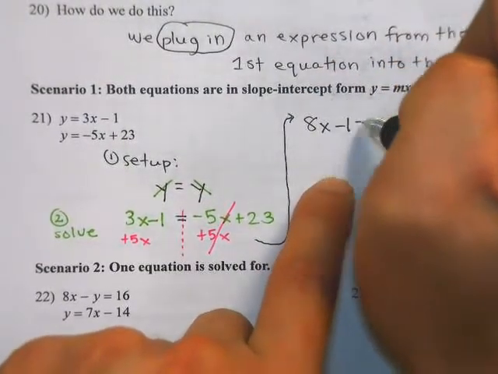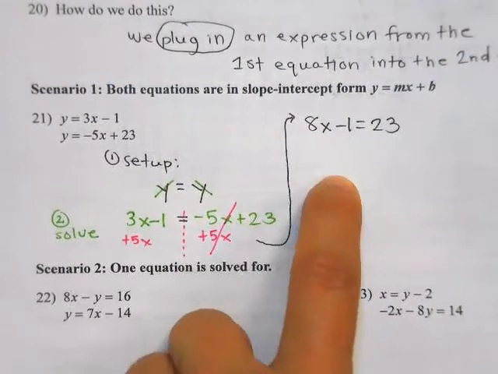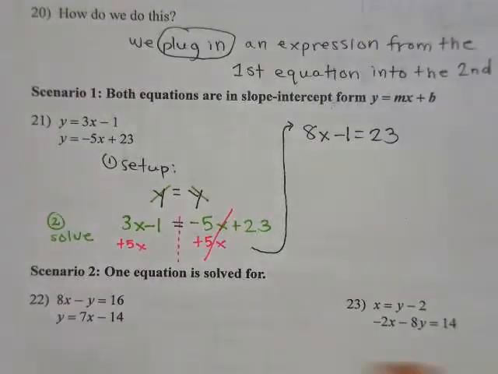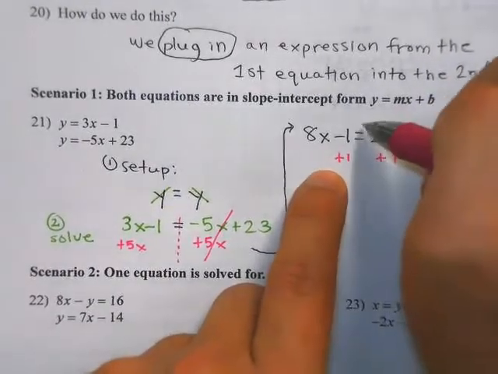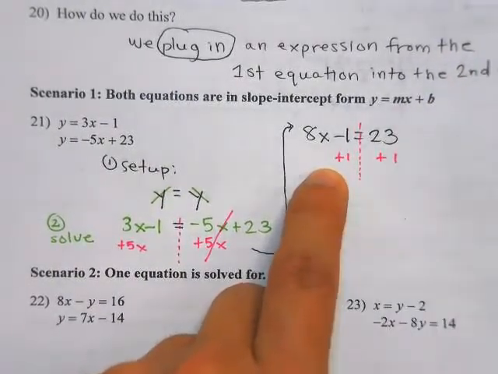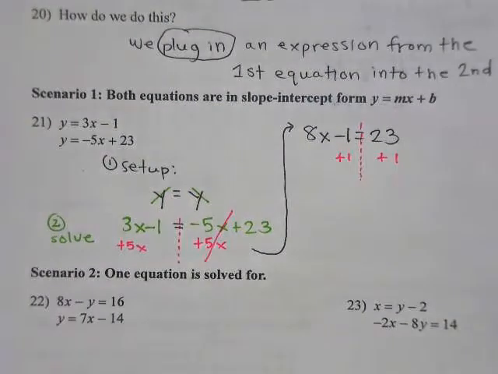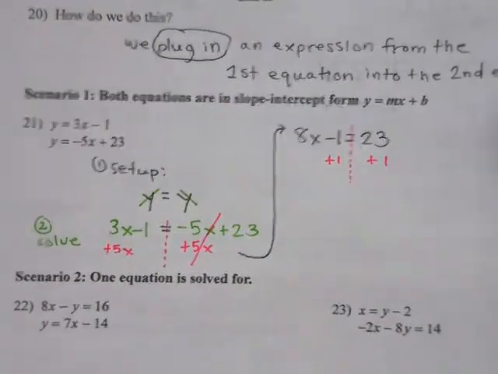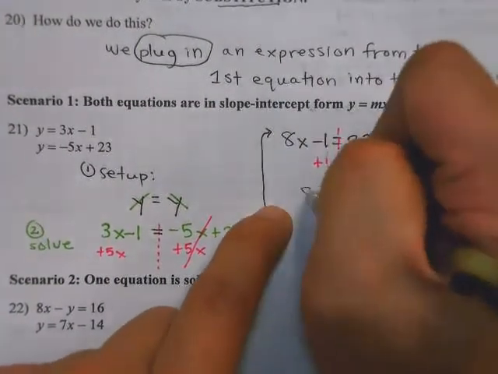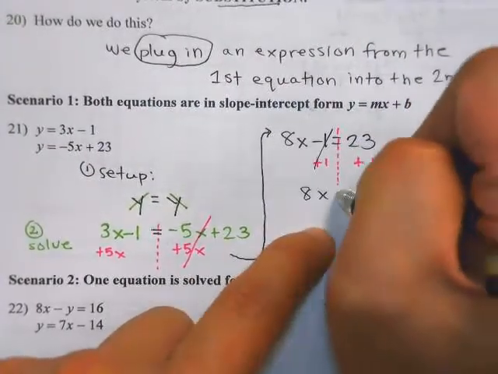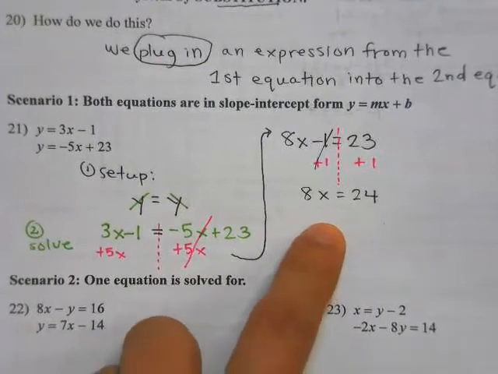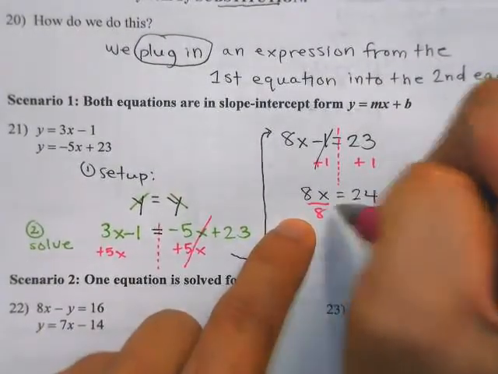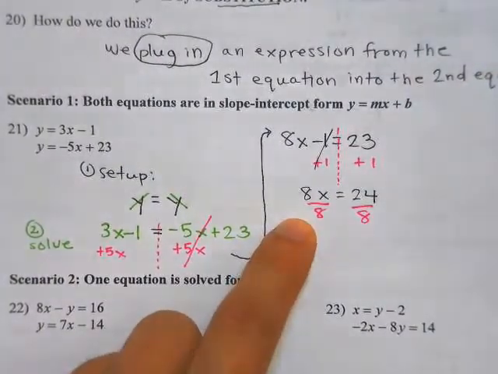8x minus 1 is equal to 23. Next step, please. We're going to add 1 on both sides. And again, if you need to use the barrier, please go ahead and do so. So this goes away. 23 plus 1 is 24. Last step, please. Divide 8 on both sides. Okay.